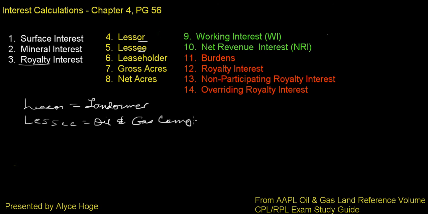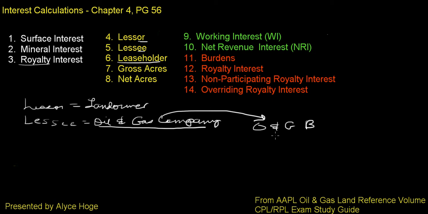Now another name for the oil and gas company is the leaseholder. That is the person that owns the lease. That's the oil and gas company. If this oil and gas company assigned their interest to another oil and gas company, in that case, this oil and gas company would be the leasehold owner, even though this is the company that actually took the lease. So the question is, who has the right to drill on the land? It's whoever owns the lease. So in this case, it would be assigned, and the leaseholder would be the oil and gas company B.